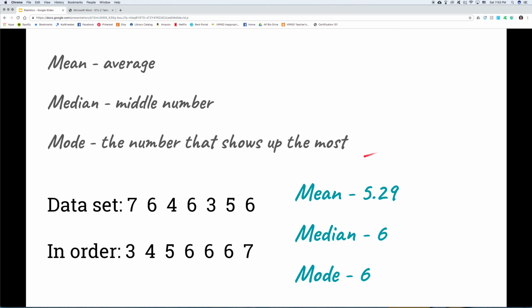And then mode is the number that shows up the most. So just the number that's repeated the most times in your data set. Looking at these, we have 6 3 times. We don't have any other numbers that were repeated more than that. So 6 is going to be your mode.